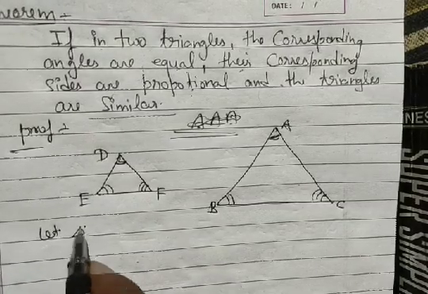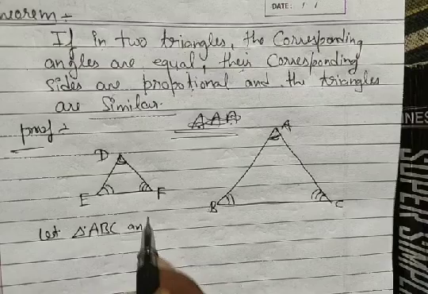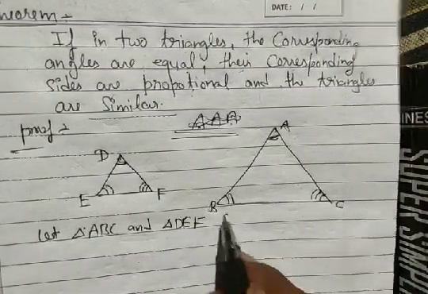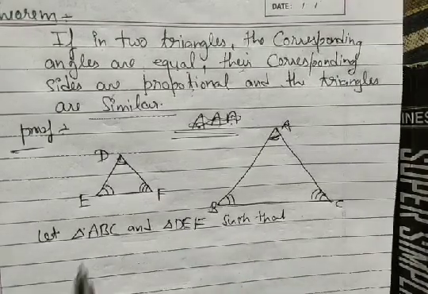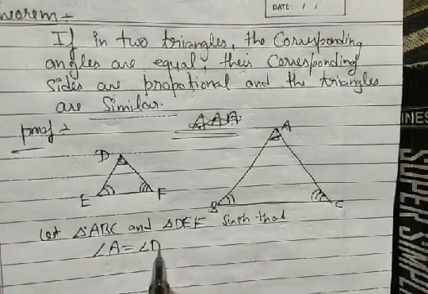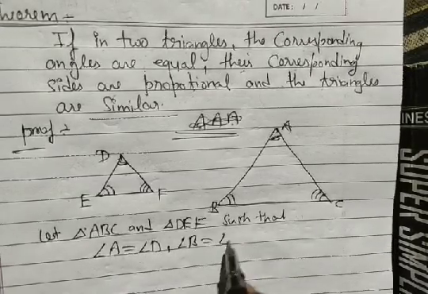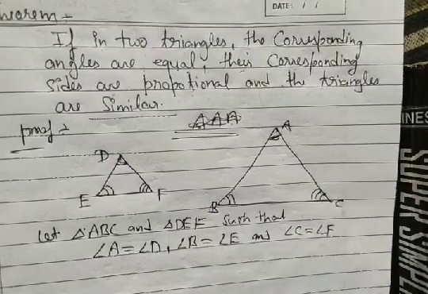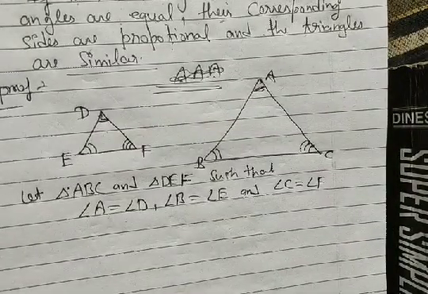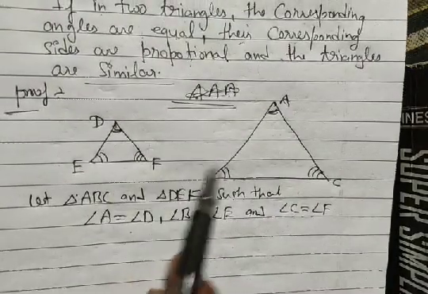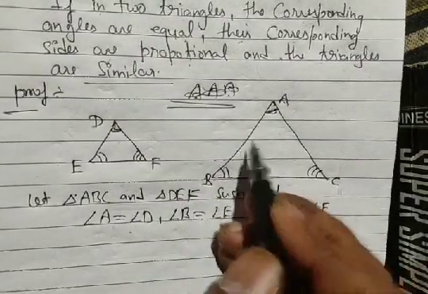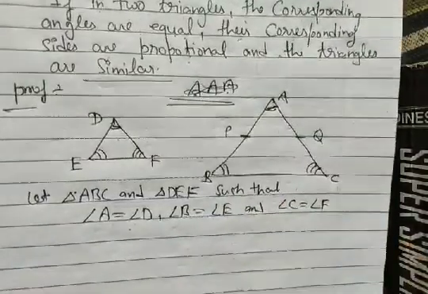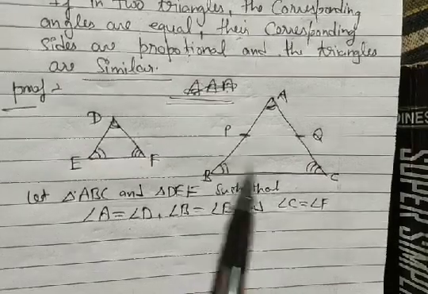We have triangle ABC and triangle DEF such that angle A equals angle D, angle B equals angle E, and angle C equals angle F. Now, what are we doing? We are going to mark two points on triangle ABC: P on AB and Q on AC.